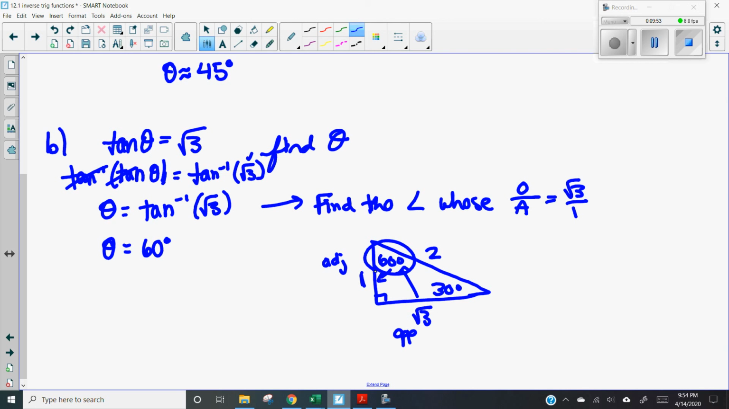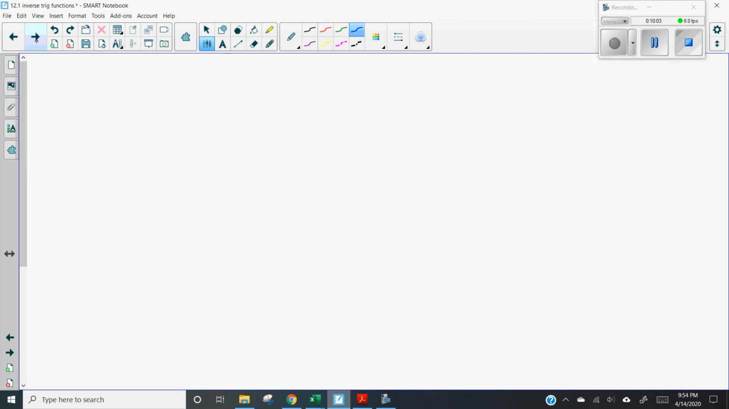Okay, so that's if you have just plain old equation, that's how you solve for theta. You use those inverse trig functions to undo sine, cosine, or tangent. Now let's work with an angle. And this is going to start out very similar to what we did yesterday.